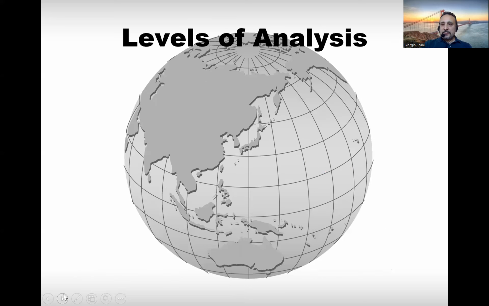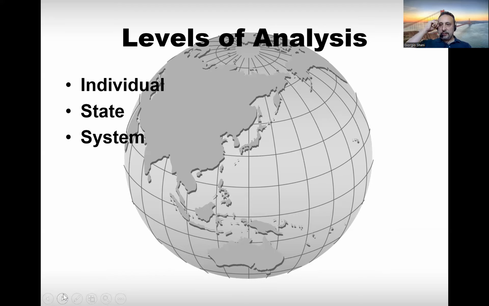Okay, now let's look at different levels of analysis. Now, the three levels of analysis, which are outlined at the start of the lecture, which derive from Kenneth Waltz's Man, State, and War, are the individual, the state, and the system. Now, above all, liberalism is the theory of the individual.